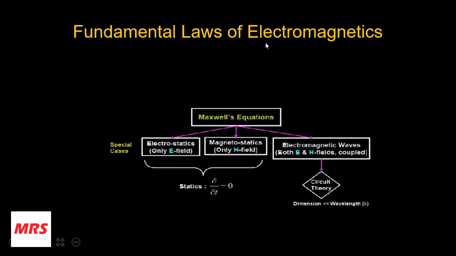Fundamental laws of electromagnetics. There are basically four laws. Maxwell derived four equations based upon these laws. Electrostatic field, only E field. Next one is magnetostatic, H field. Electromagnetic waves, both E and H fields are coupled.